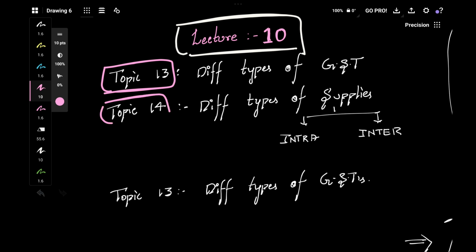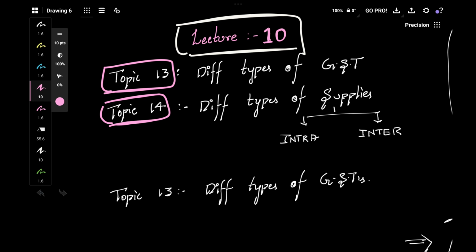And topic number 14, that is different types of supplies on which this GST will apply. So what are the different types of supplies on which these different types of GSTs will apply? Before discussing these topics, let me take just 3 to 4 minutes of your time to discuss the topics we have discussed in our previous class. Please bear with me.